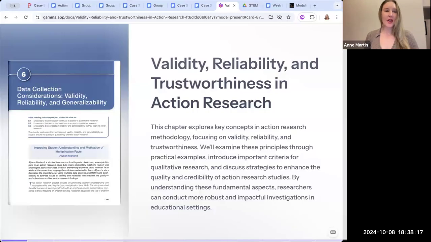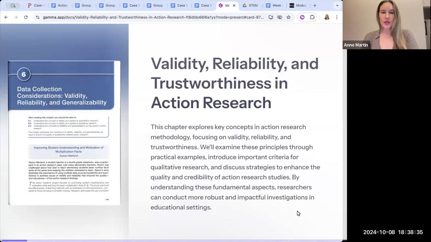Hi, everyone. We are going to be talking about Chapter 6 today. That is the extension of data collection, and it is all of the methods and considerations you need to make sure that your action research is reliable, valid, and trustworthy.